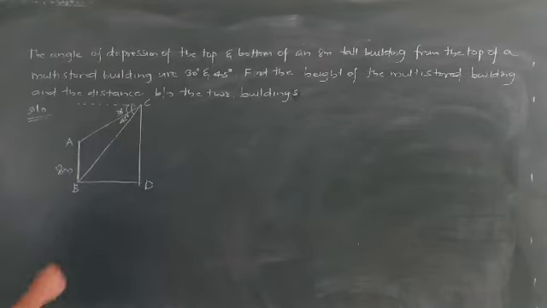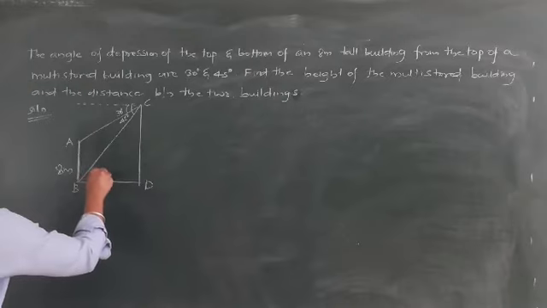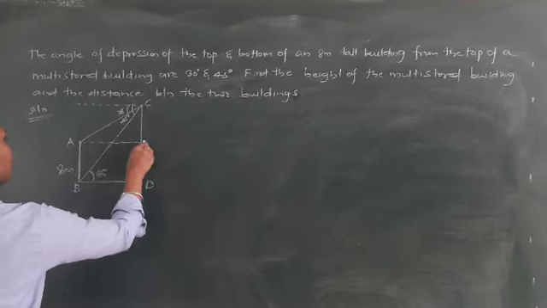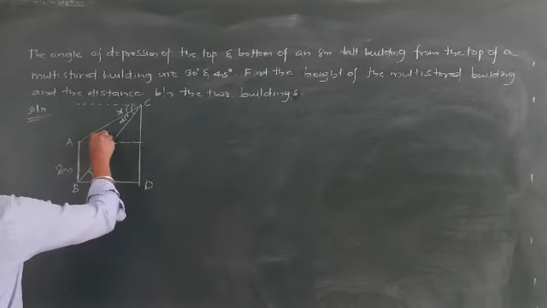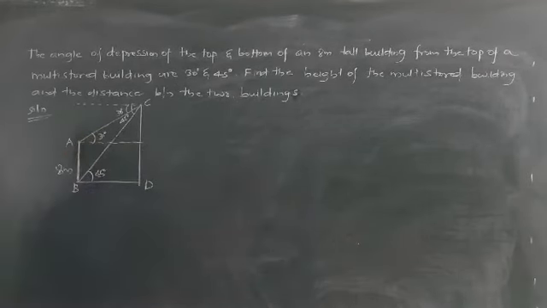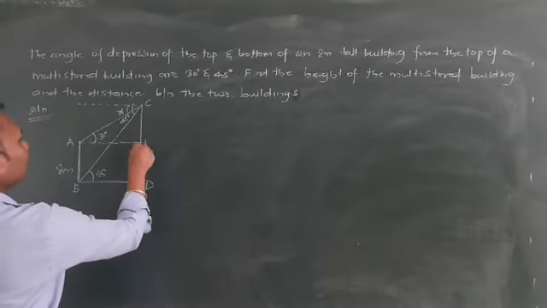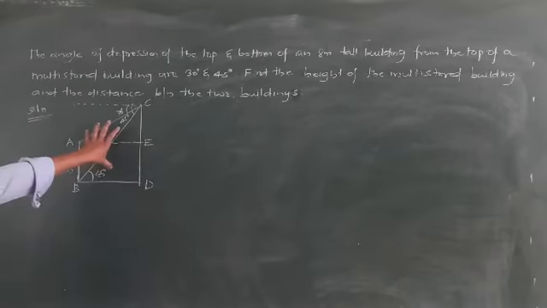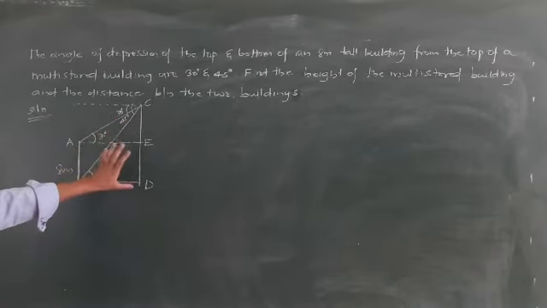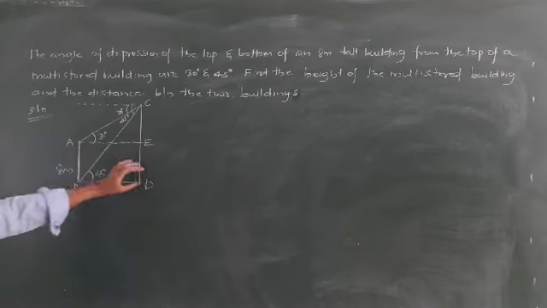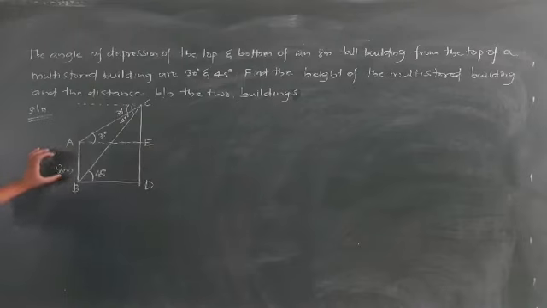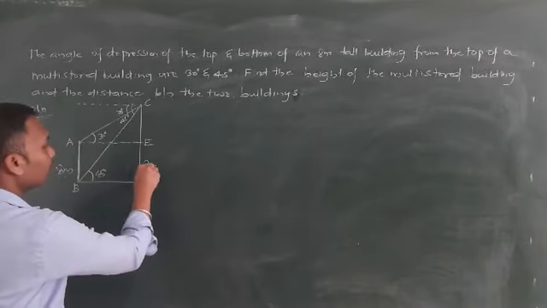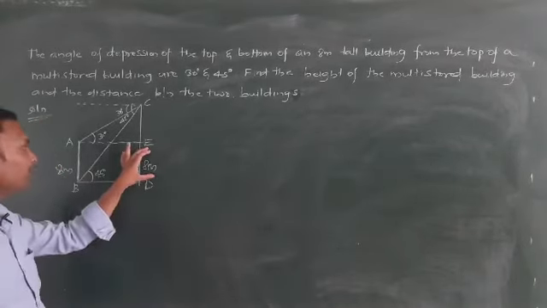So we know that here this is also 45, and now here I'll take one line, and this is 30 degrees. And CD is the multi-storied building. I'll take one more point E here. So this is a clear picture of this question. CD is the multi-storied building, AB is the tall building, and it has an 8 meter height. If it is 8 meter, this is also 8 meter, so ED is also 8 meter.